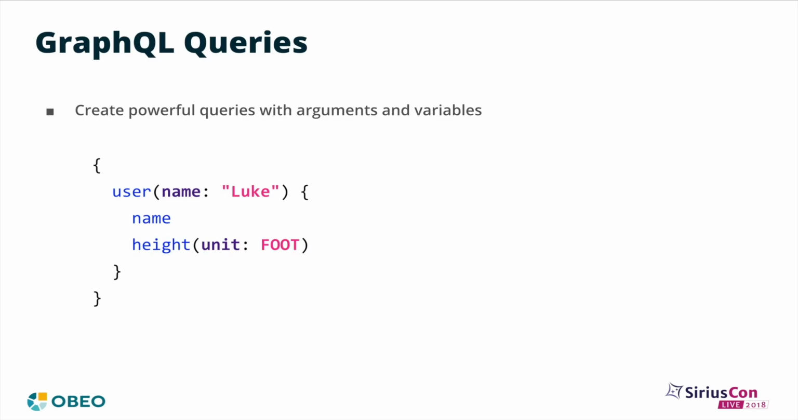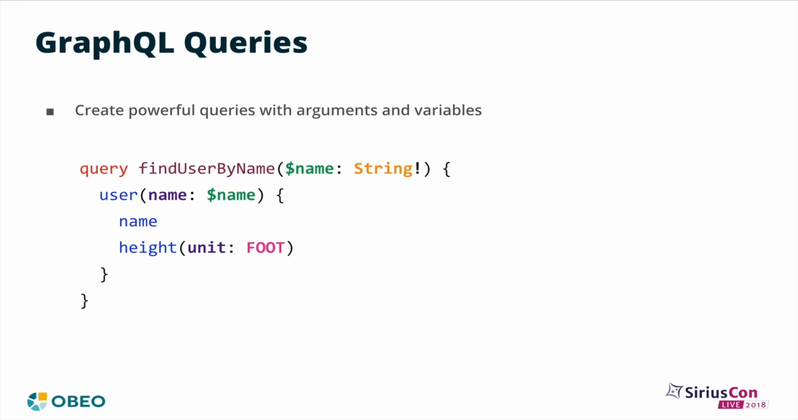Thanks to GraphQL, you can create some powerful queries with arguments. Here we have two sets of arguments, one for the user and one for his height. In order not to hardcode the values of our arguments into our queries and to prevent some GraphQL injection security issues, we can also use variables which allow us to provide a value at runtime when the query will be executed. Here we have one variable named $name, which is used to hold the name of the user that we want to retrieve.